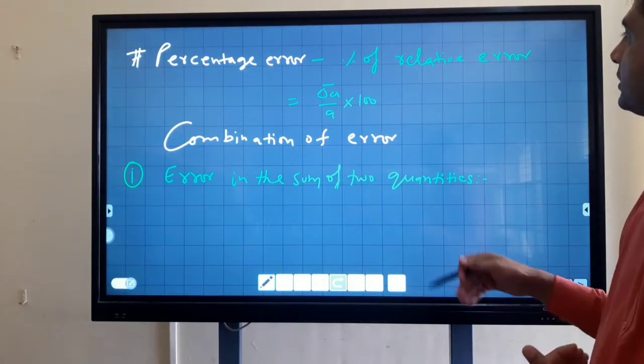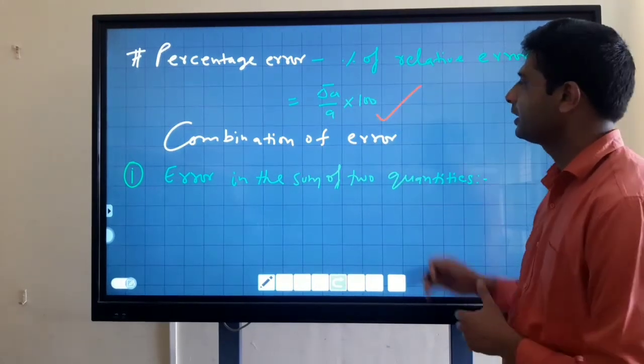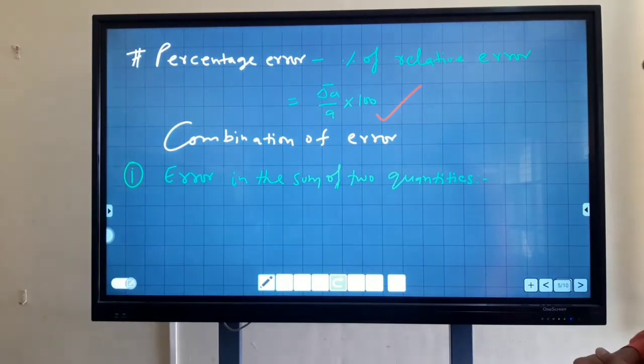Percentage error. The percentage of relative error is known as percentage error. Now, combination of error.